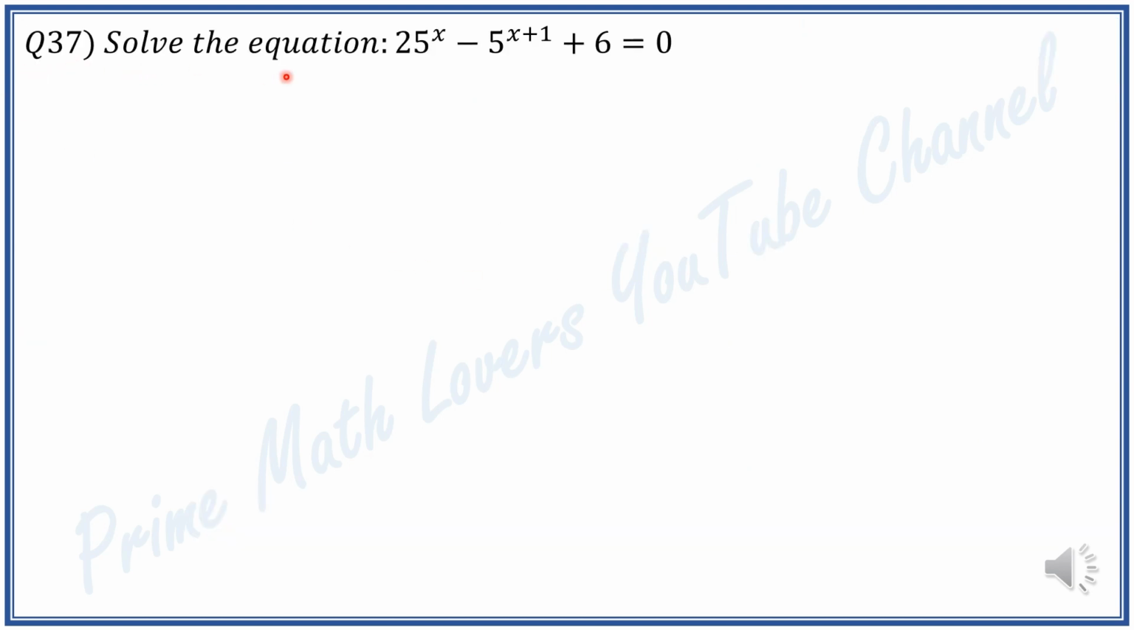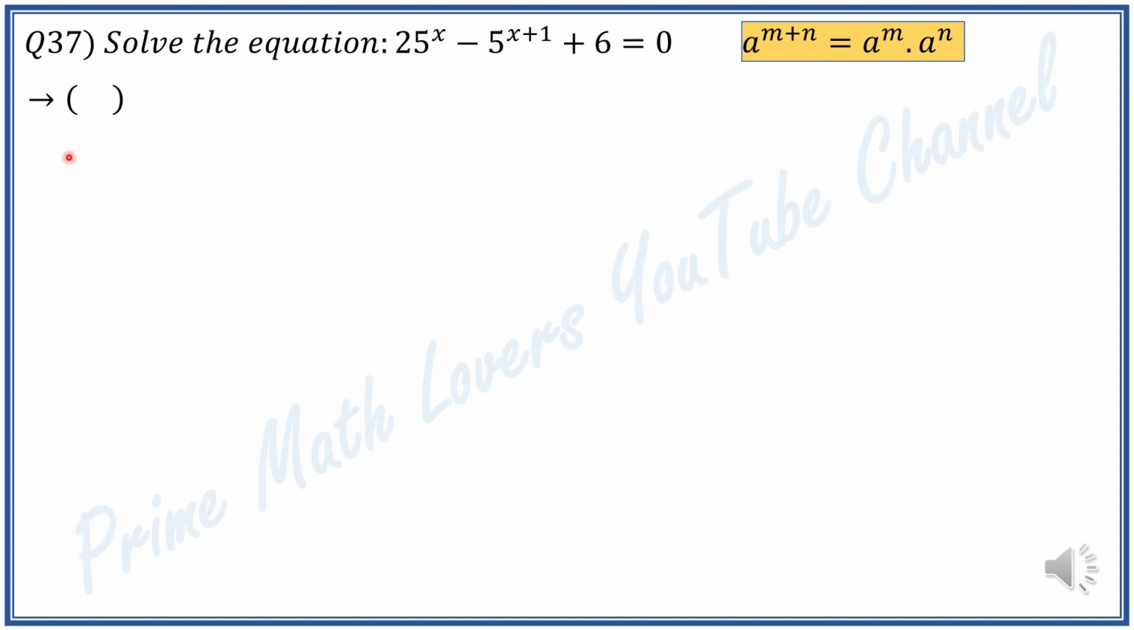Question 37. Solve the equation 25 to the power of x minus 5 to the power of x plus 1 plus 6 is equal to 0. For solving this, first we apply the rule that states a to the power of m plus n is equal to a to the power of m times a to the power of n. So if we apply it here, 5 to the power of x plus 1 is equal to 5 to the power of x times 5 to the power of 1. Also, we know that 25 is 5 to the power of 2.